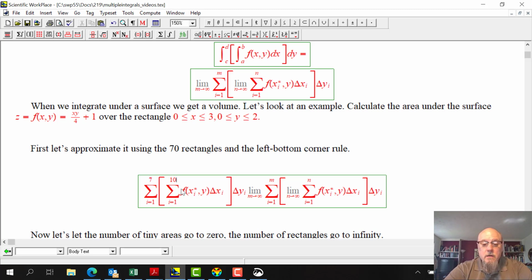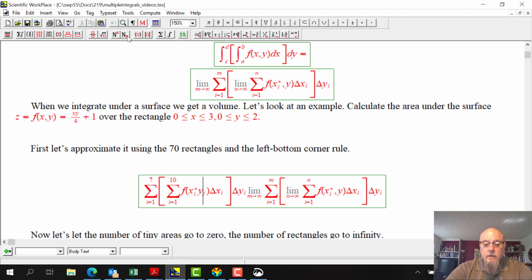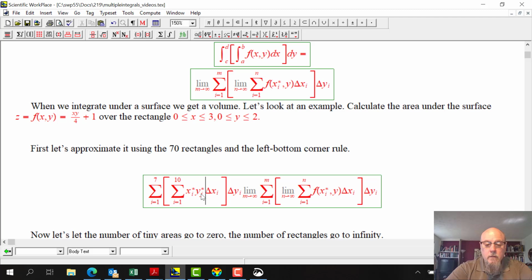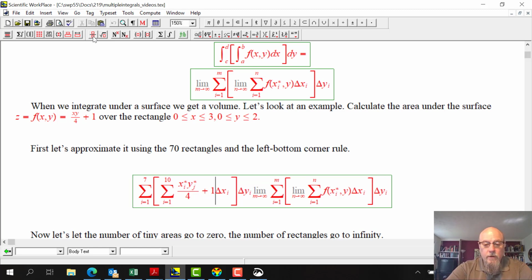Our actual function then is going to be, let's do it this way, f sub j. Our function is: plug in the x and y, divide by 4, add 1 to the whole thing.